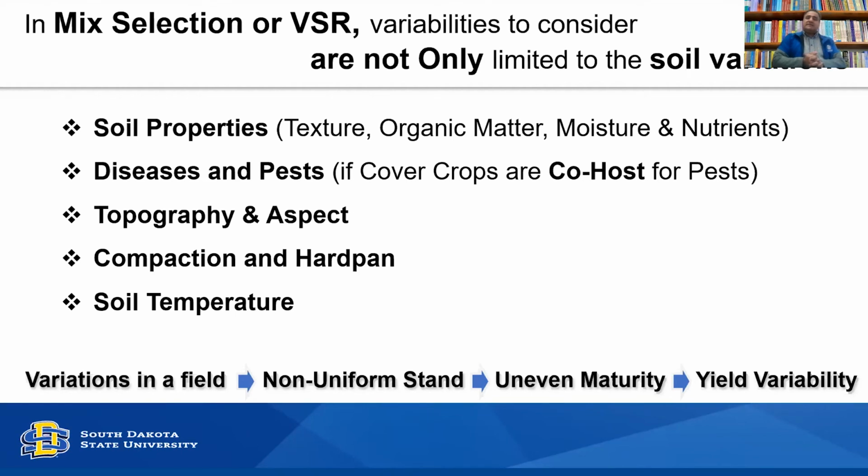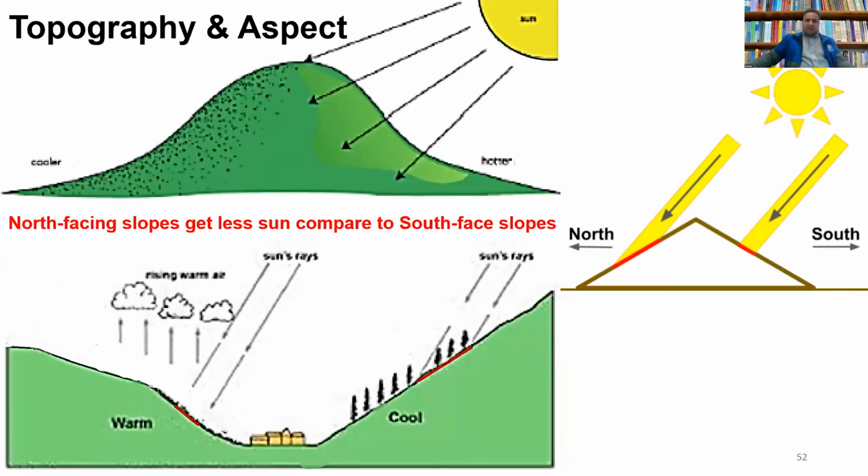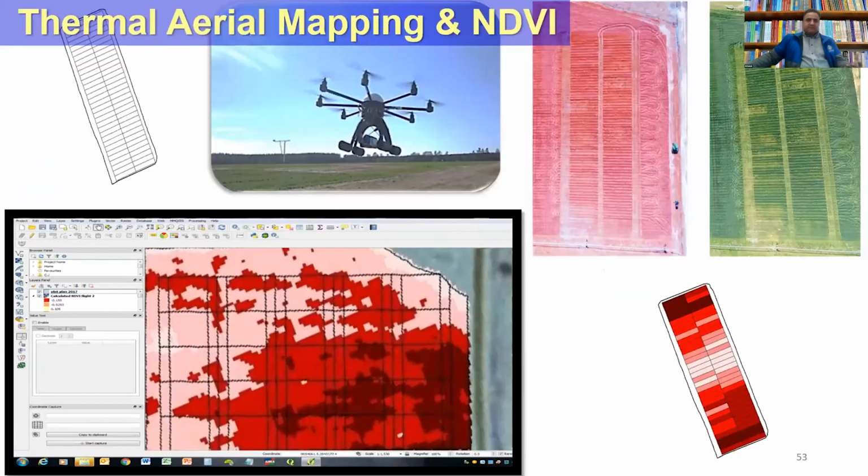And one more thing, diseases and pests. If the cover crop is the host for a particular pest, for example, cyst nematode, we should not plant that cover crop in that area. So these are other topics we want to cover. This is what I talked about. We have soil temperature variation that could be because of the slope, north slope, south slope, and we want to address it if we can.